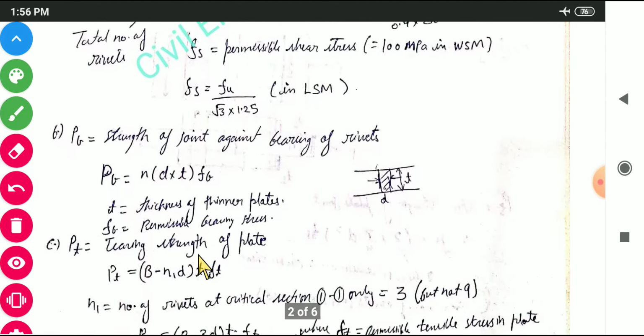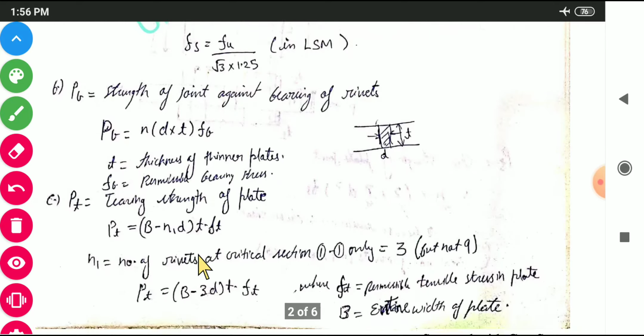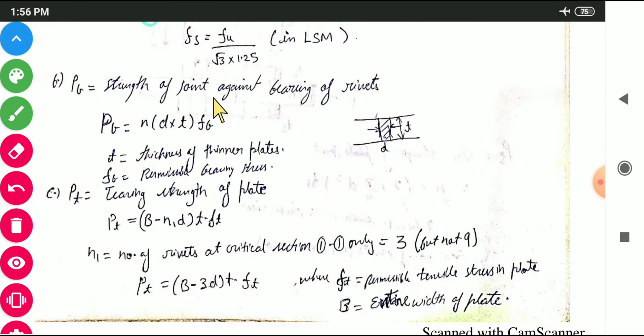Next is to find the bearing strength of joint of rivet. Again this is a force, and force is area into the stress, bearing stress. So what area will we consider? We will consider the thickness of the plate, that is t, and the gross diameter of the rivet, d. So d into t will be the area, and Fb will be the permissible bearing stress, and n again will be the number of rivets. t is the thickness of the thinner plate, and Fb will be the permissible bearing stress.